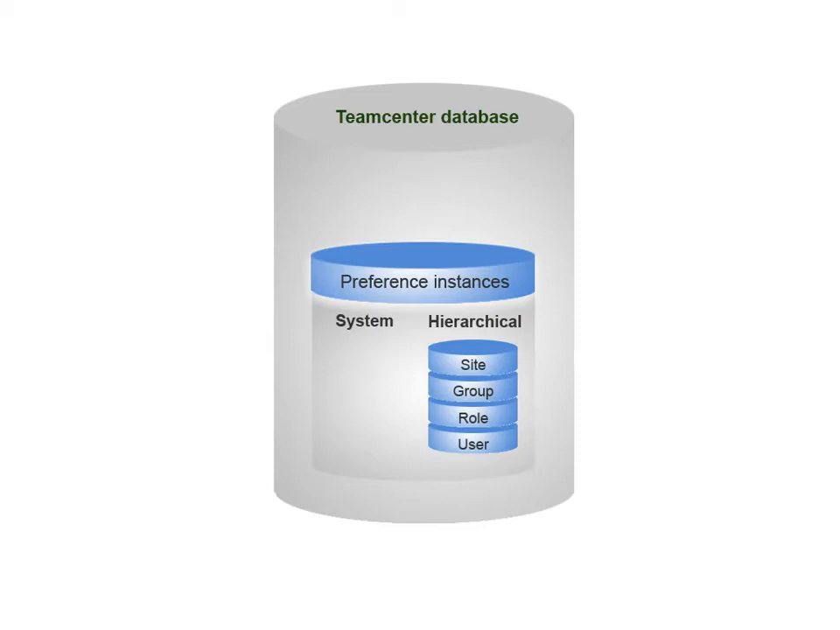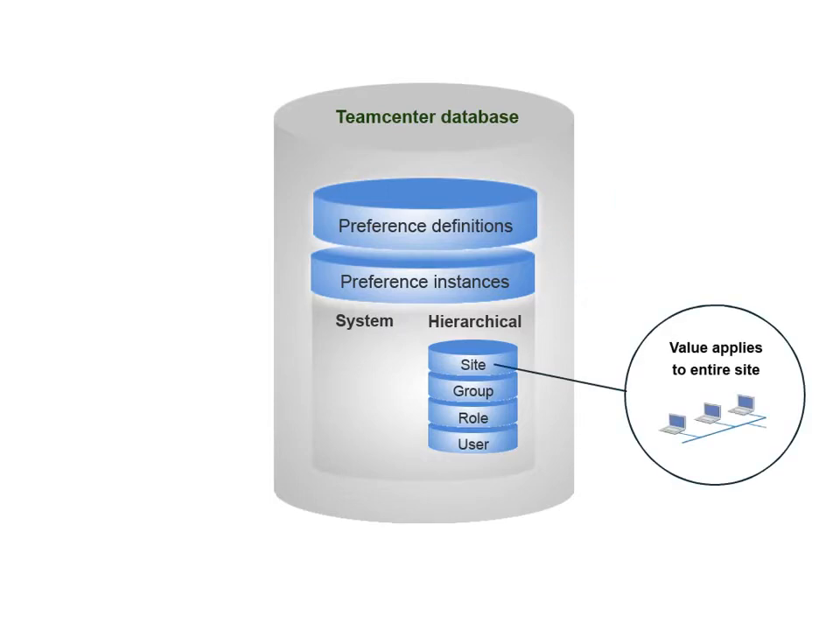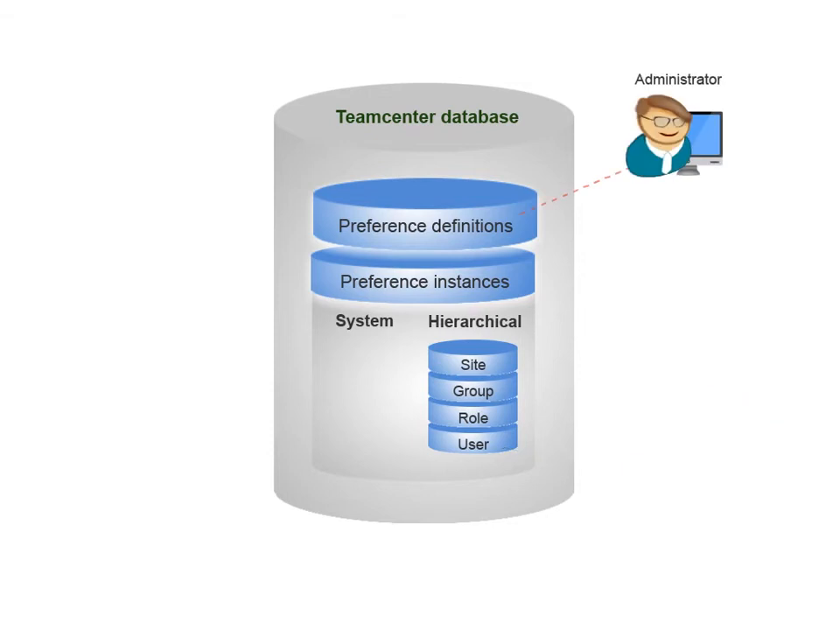The preference definition includes information such as the name, protection scope, and description. Preference instances specify the value for a given preference for the site, group, role, and user. Only administrators can create or modify preference definitions. This includes changing the protection scope of any hierarchical preference. Preferences provided with Teamcenter cannot be deleted.